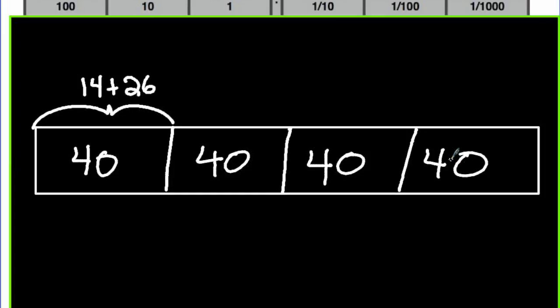So I've drawn my model. Now, how would I write a numerical expression for this problem? It needs to involve parentheses. How would I do that? I'm going to do you next. Got it? Okay. 40 plus 40 times 2. You could do that, but my problem says 4 times the sum of 14 and 26.